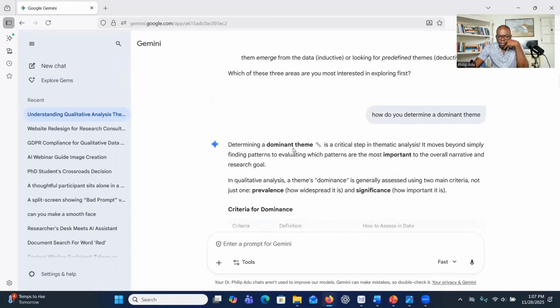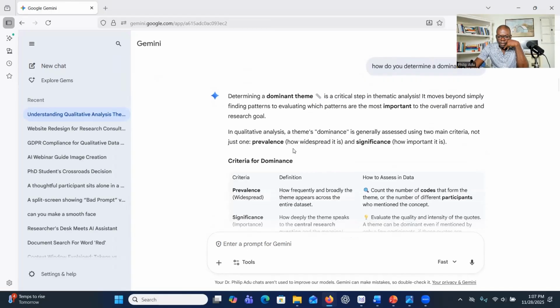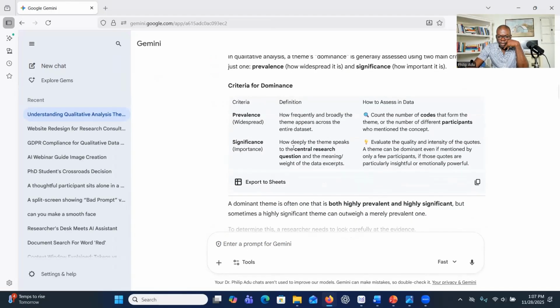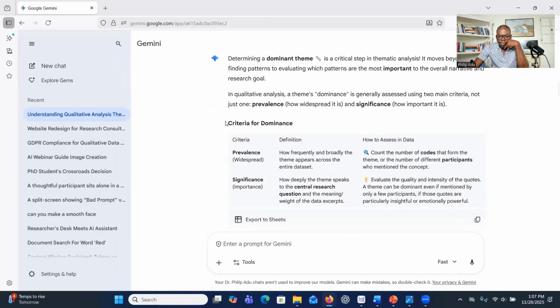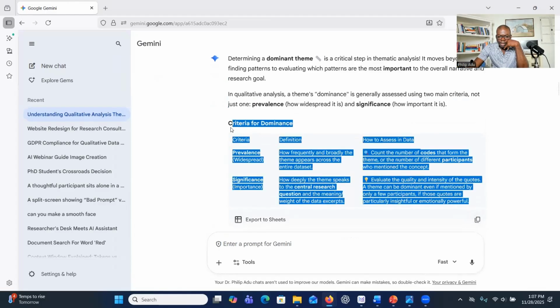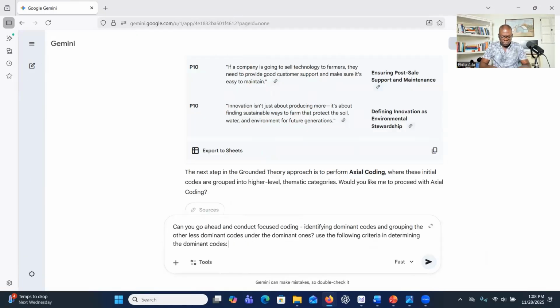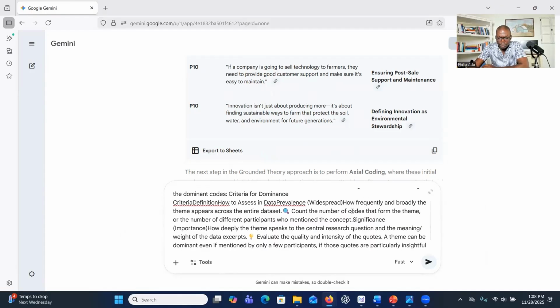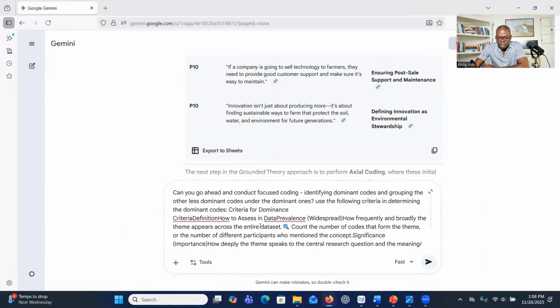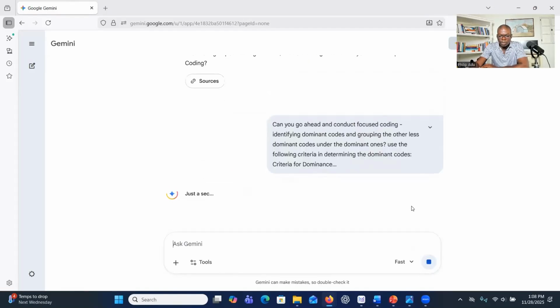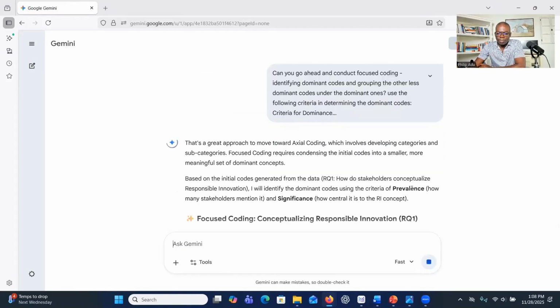There's information about dominant codes here from a discussion I had with Gemini. The system used two criteria, so we can even copy this one. Let me copy this and say, use this criteria to determine the dominant code. I copied and pasted that information here. The system can figure out how. So I go ahead and click on submit.